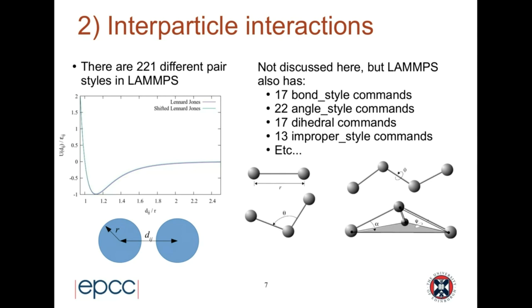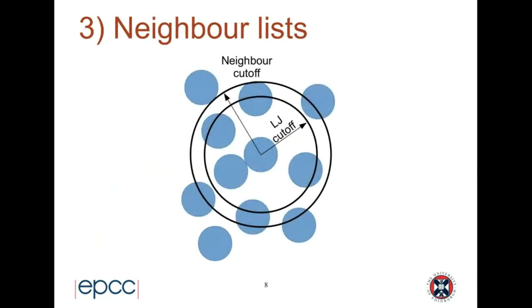One way to not have to calculate this is to use neighbor lists. And the idea for neighbor lists, here again for the Lennard-Jones interactions, is you've got your Lennard-Jones cutoff, and you only care about particles that are within this cutoff at this time step.